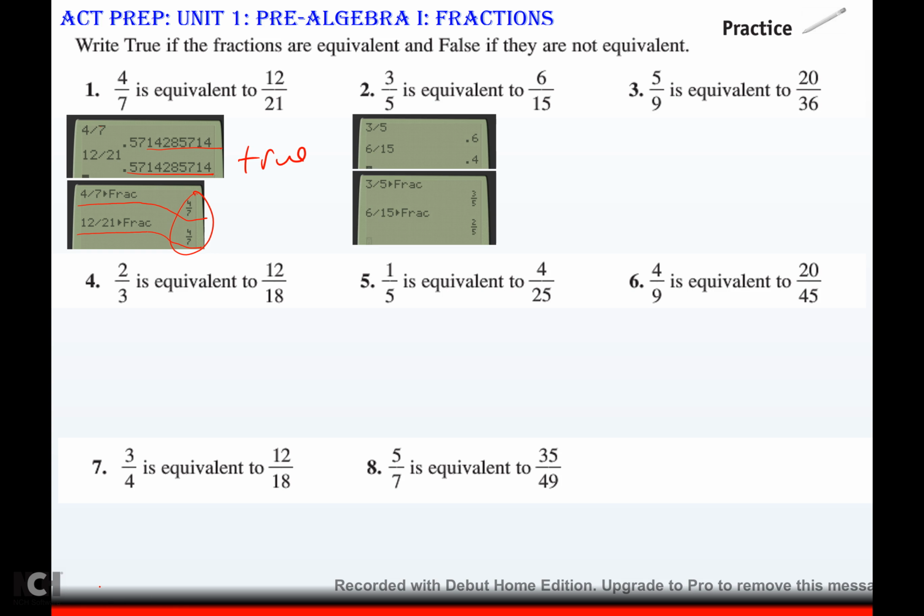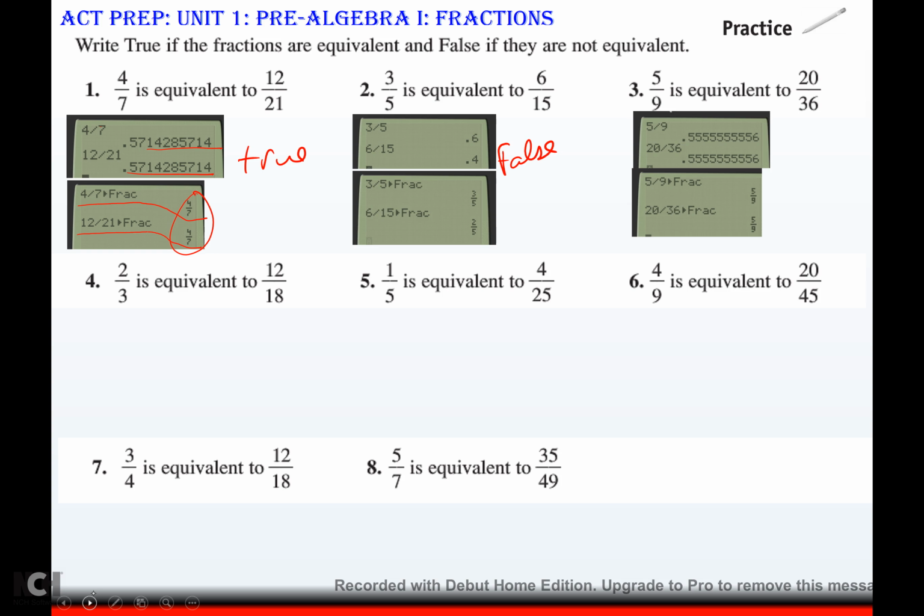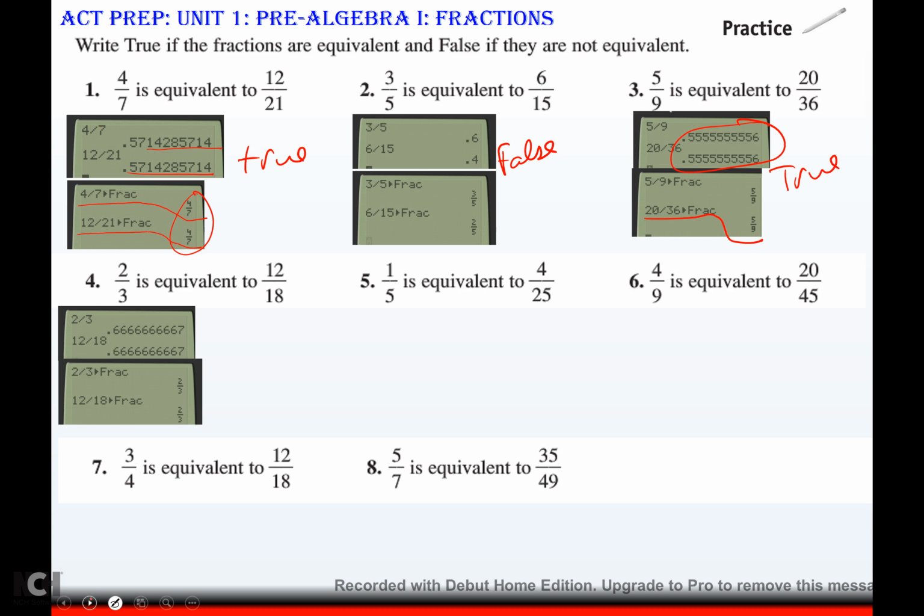Okay? 3/5 and 6/15. 3/5 is 0.6, 6/15 is 0.4, so this one is false. Those are not equivalent fractions. 5/9 and 20/36. You can see that they are the same decimal. You can see that this one reduces down to 5/9, so this one is true. Next one, 2/3 is 0.6 repeating, 12/18 is 0.6 repeating, 12/18 reduces down to 2/3, so they are equivalent, true.